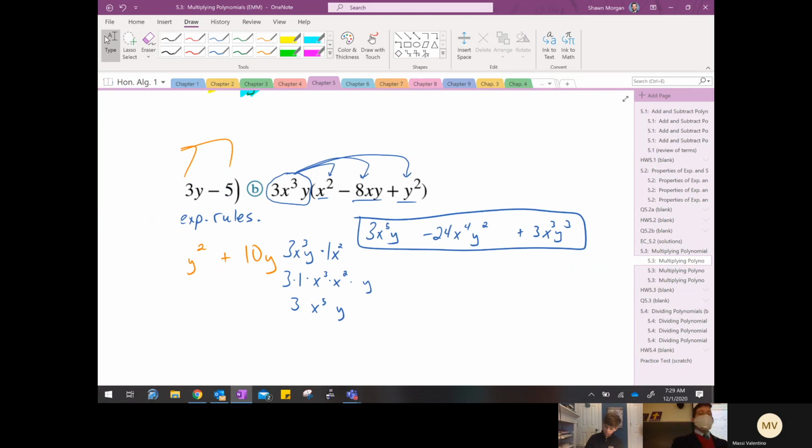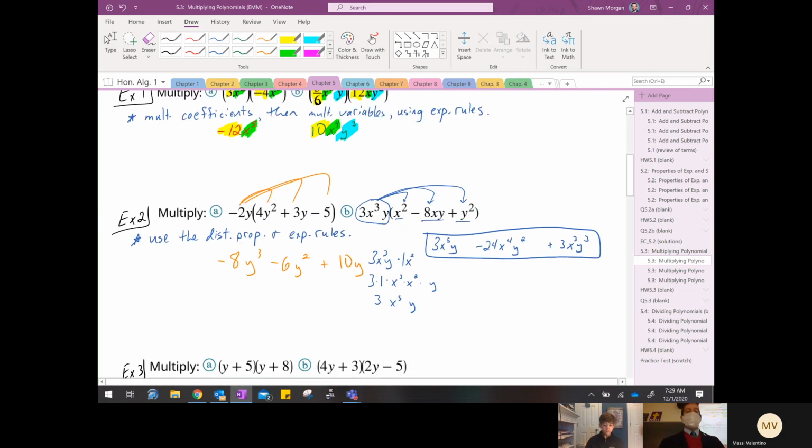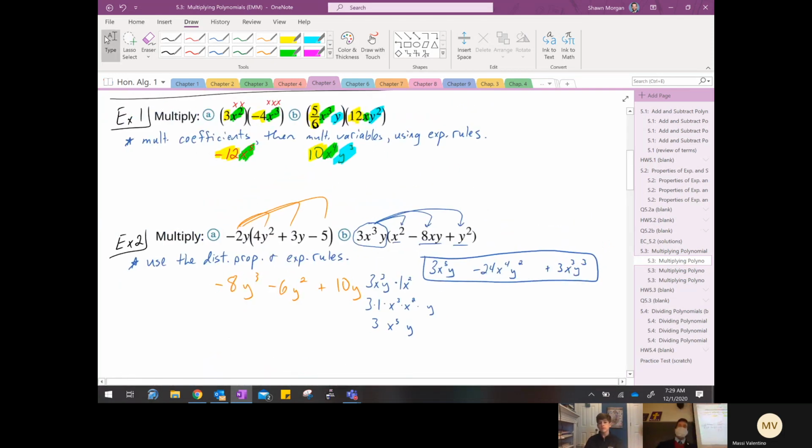So when you look at distributing a monomial times a polynomial, it's very straightforward if you just take it one term at a time. Don't rush. Just take it one term at a time, multiply coefficient times coefficient, variable times variable, and it's pretty straightforward.